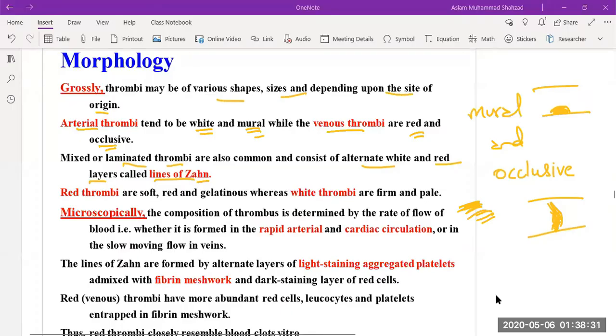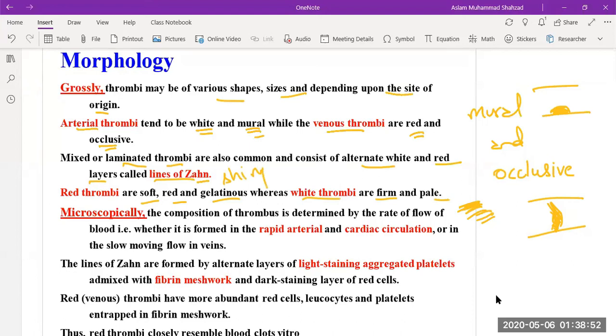Then red thrombi are soft, red and gelatinous, whereas white thrombi are firm and pale. What is the difference? Red thrombi are soft and red because red blood cells are there, and because of the presence of red blood cells, they are gelatinous, meaning they are shiny.